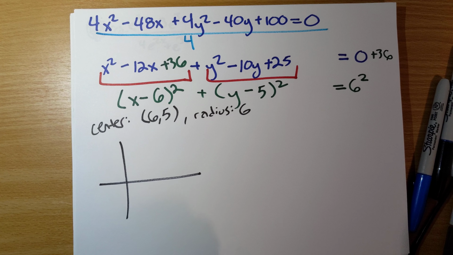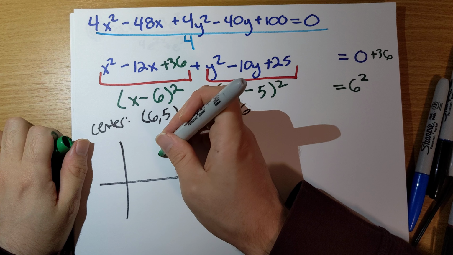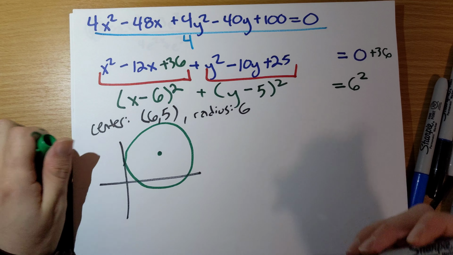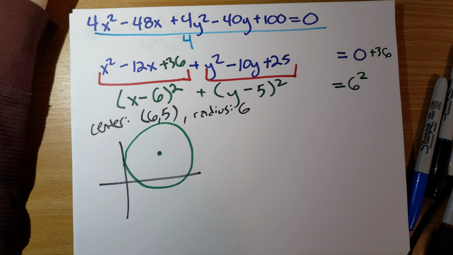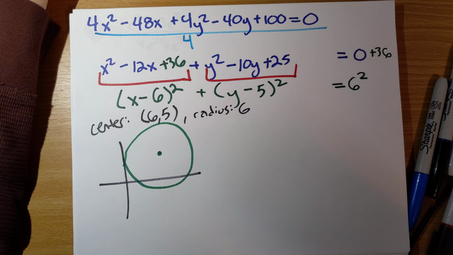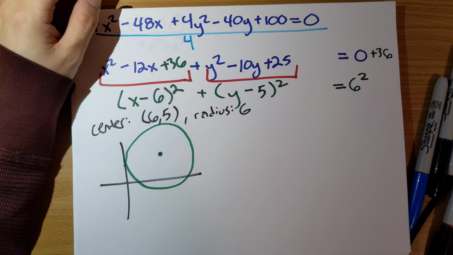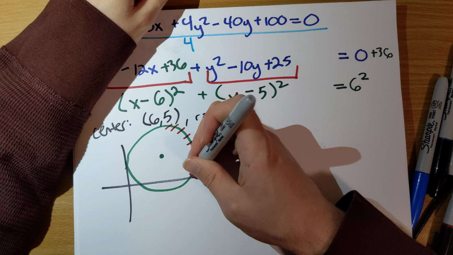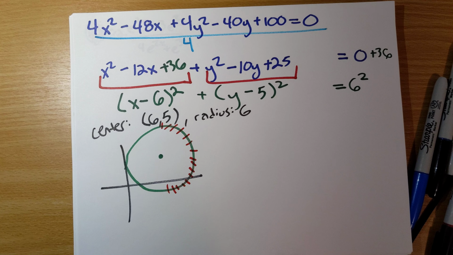So let's just graph this. It has the center at 6, 5, radius 6. Okay, so now parts B, C, D, and E ask us to find equations to describe the right semicircle, the bottom semicircle, top and left. First, asking about the right semicircle. So it is this side here.